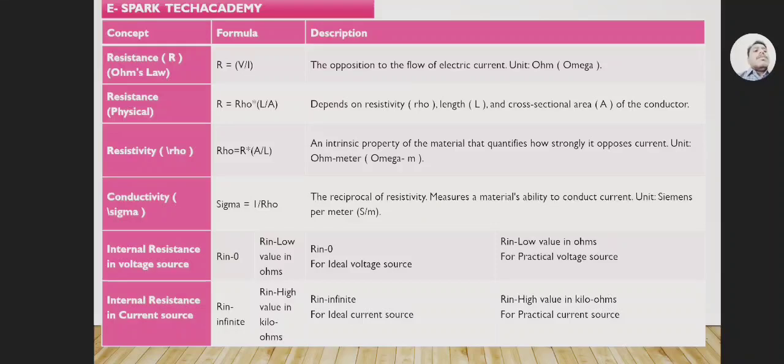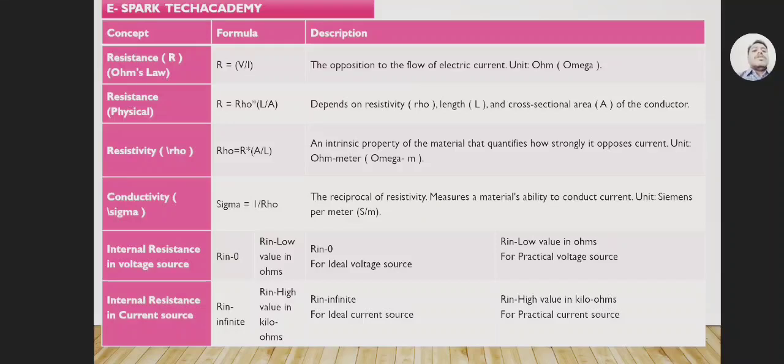Conductivity is nothing but the reciprocal of resistivity. It is the material's ability to conduct current, just the opposite of resistivity. Resistivity is how strongly it opposes, and conductivity is how strongly it helps the current to flow through that material. That's why this is also called a material's conductivity.